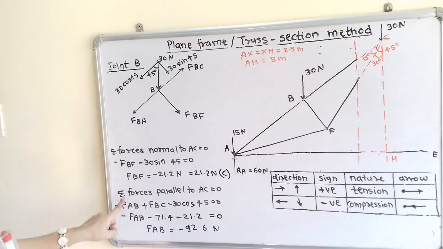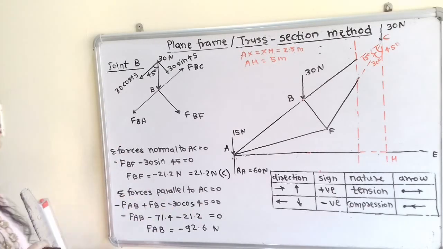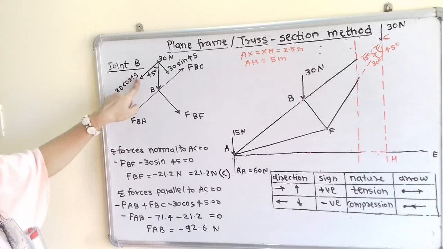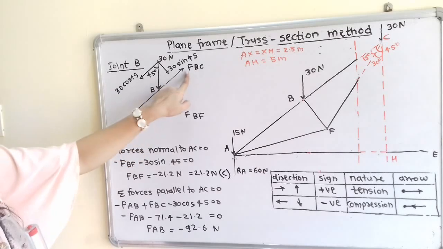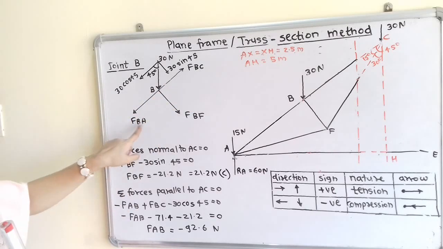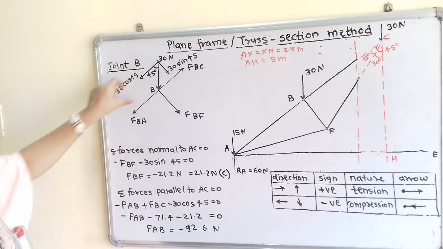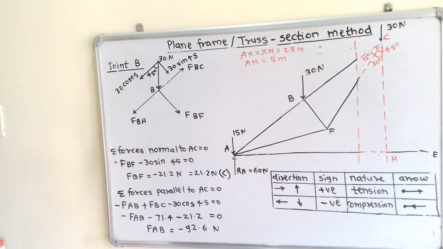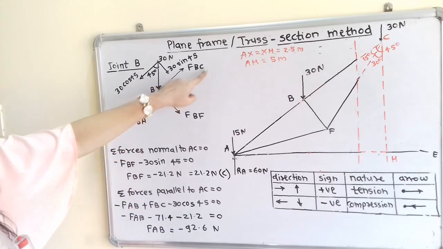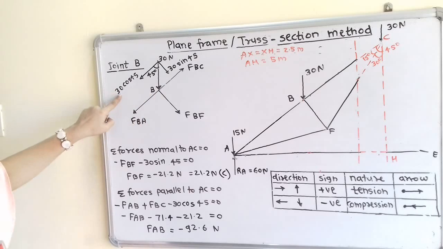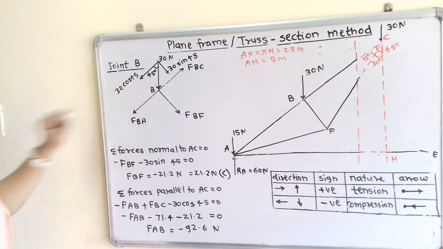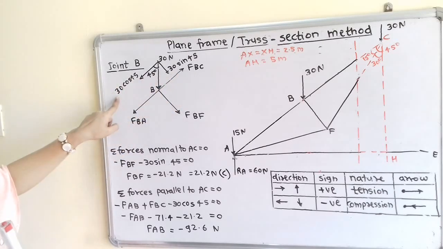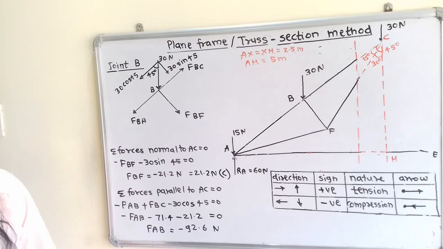Now we will apply the second rule, summation of forces parallel to AC. So which forces are parallel to AC? So here 30 cos 45, then FBA, FBC. Now if we observe, this FBA and 30 cos 45 have the same direction, but FBC has the opposite direction. So if we take FBC with positive sign, then we have to show FBA and 30 cos 45 with negative sign. So minus FBA plus FBC minus 30 cos 45 is equal to 0.